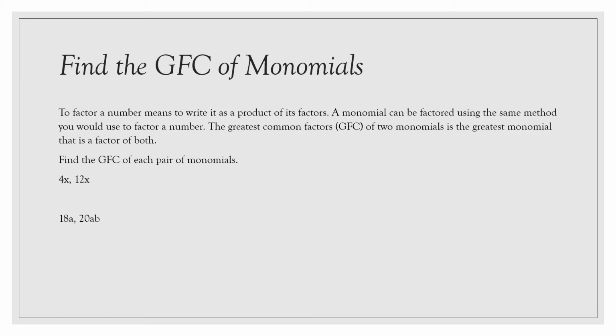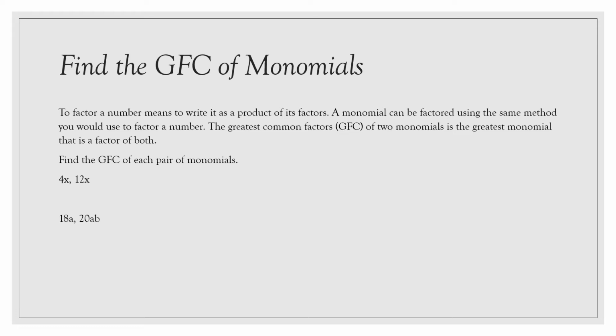Here we have an example of 4x and 12x. Notice this is a pair because there's a comma there, right? And so we have this pair of monomials, 4x and 12x. When we look for the greatest common factor, the way I've been doing it for you on the board, is we ask ourselves, what can we divide this by? And we're just going to divide it out into its smallest number, a number that cannot be divided into something smaller.